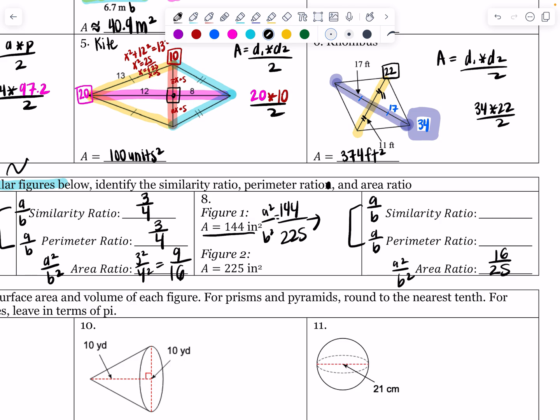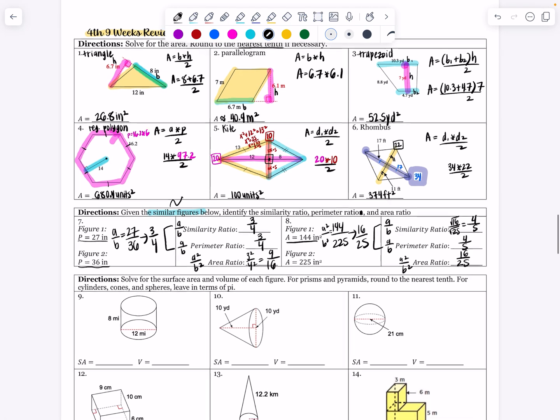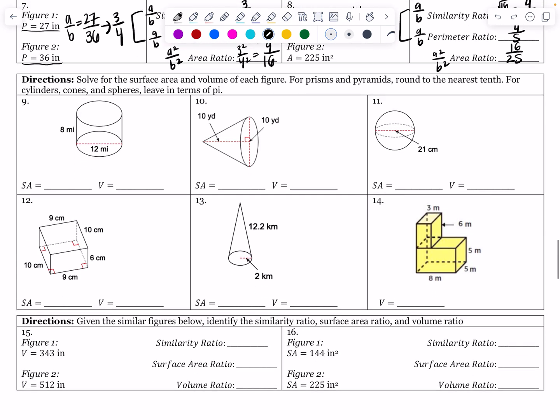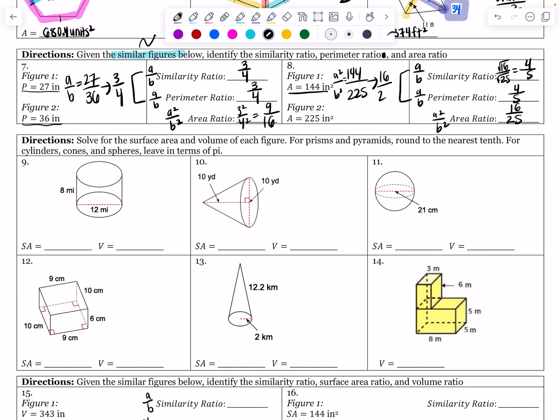So if that is A squared over B squared, how do I get my similarity ratio? Well, that's going to be the square root of 16 over the square root of 25, because I want to go from something that's squared to something that's not. So that's going to be 4 over 5, which means that the perimeter ratio is also going to be 4 over 5. So this was 16 over 25. Very similar when we get to the bottom, when we talk about similarity, surface area, and volume. It's going to be A over B, A squared over B squared for surface area. For volume, we just throw in a third component, which is A cubed over B cubed. So we'll get back to that in a minute.